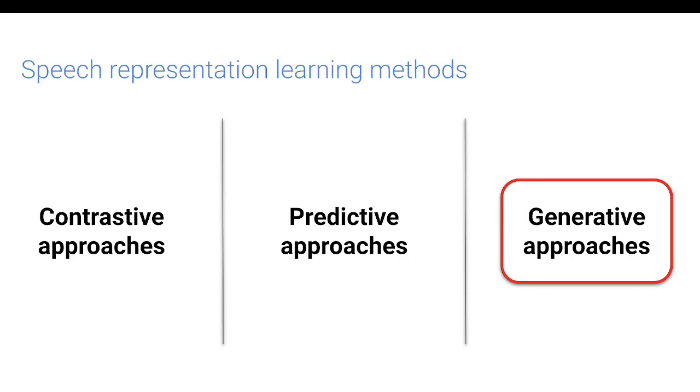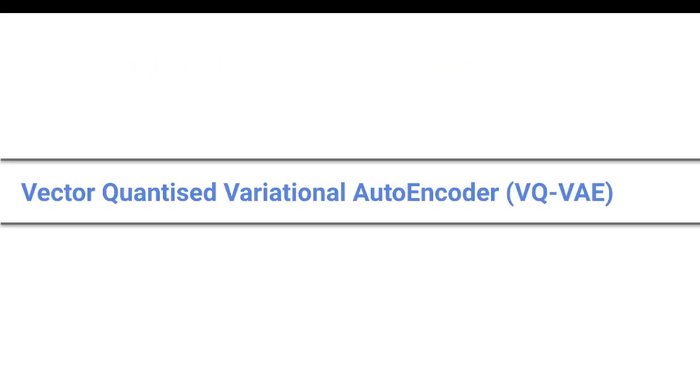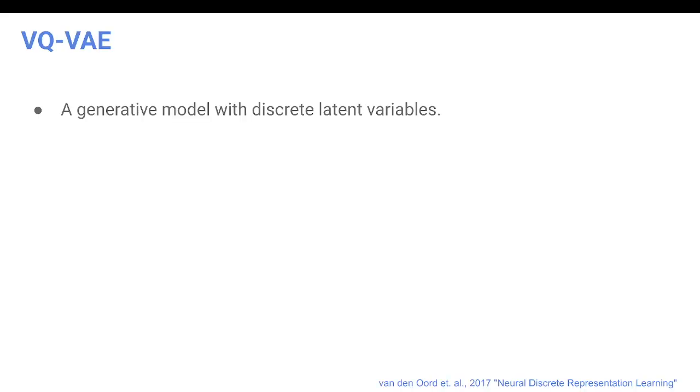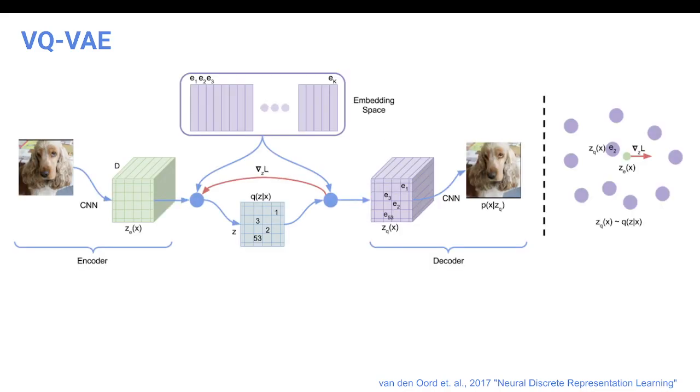The last category of approaches I want to talk about are generative approaches, again reconstructive in nature, starting with the vector quantized variational autoencoder, VQ-VAE. It is a generative model with discrete latent variables, and I'm talking about it because it influenced a lot of subsequent research work. It was presented in 2017, and since then it has been influential in many other approaches that got developed.